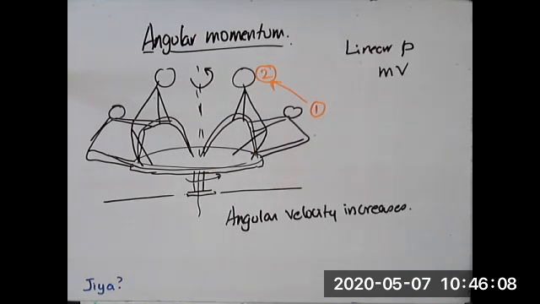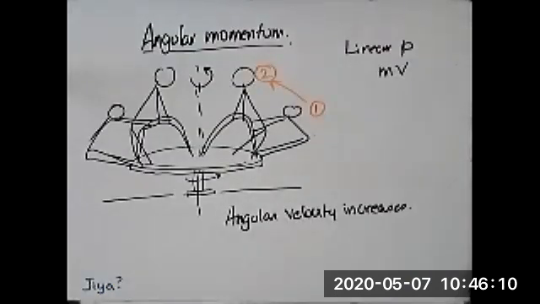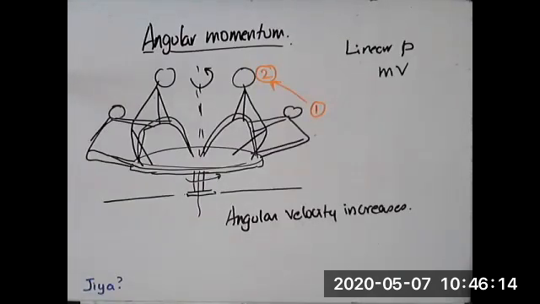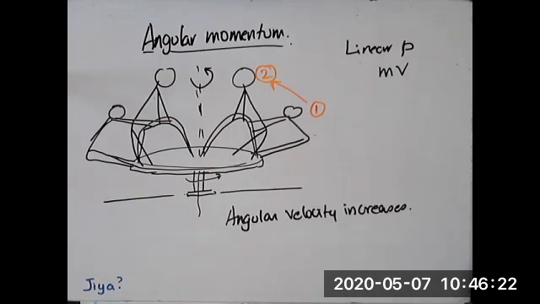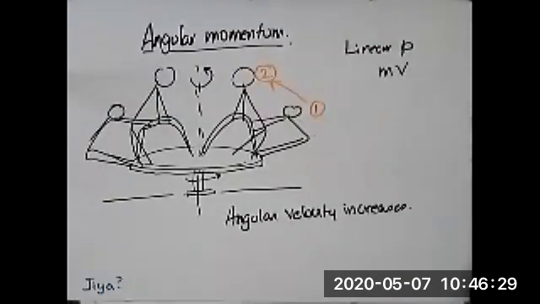So how is it possible for the angular velocity to increase when there has been no external force applied? That is the question that we have to try and get the answer to. So may I have a response? 40 seconds left, quickly.